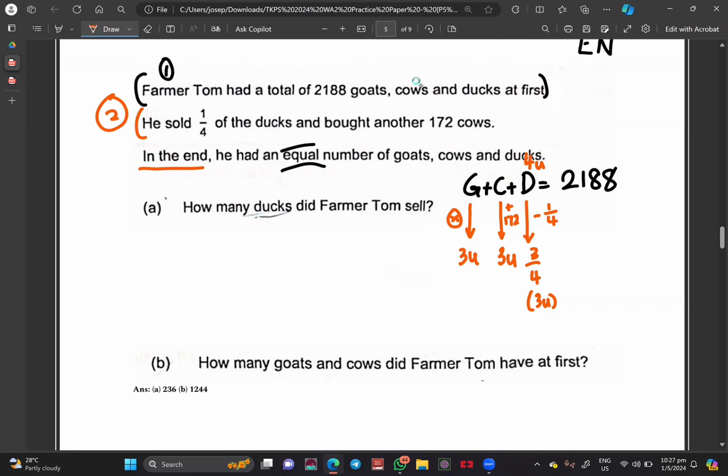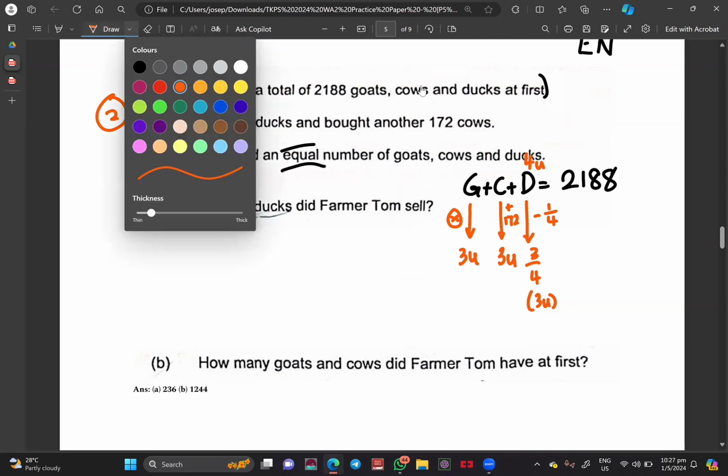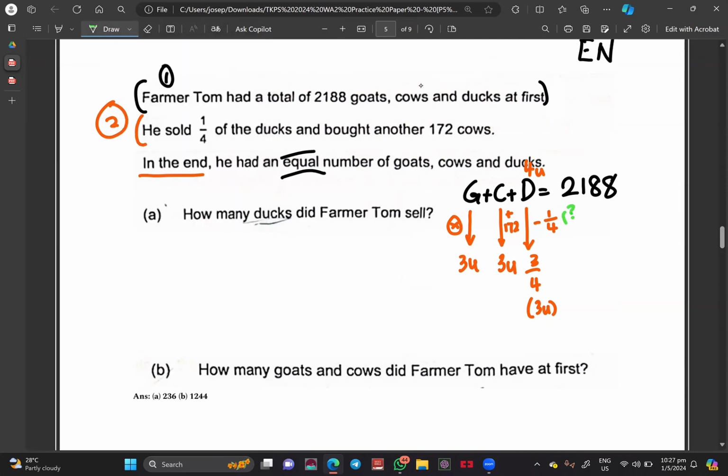Now, the question wants us to find out this question mark over here. The question says, can you find out how many ducks did Farmer Tom sell? Which is this question mark over here. So we are supposed to go and find Mr. Greenman, which is 1 unit. Why Mr. Greenman? Because they want us to find the number sold, right? Isn't that equal to 1 unit over here?